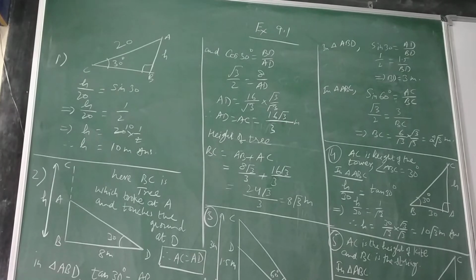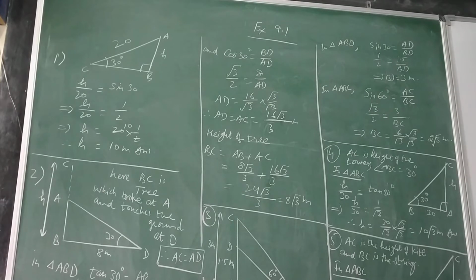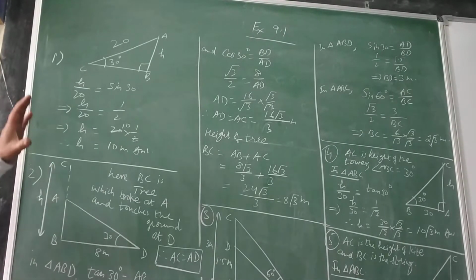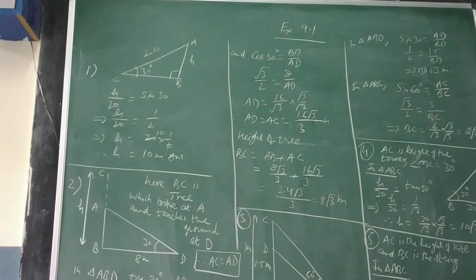So here is the solution of first 5 questions from your exercise 9.1. That is the application of your trigonometric identities, or the other part, what we learned in our previous exercises.